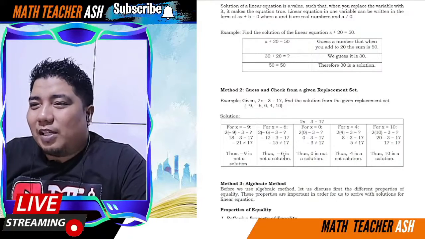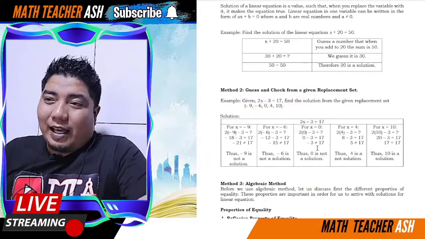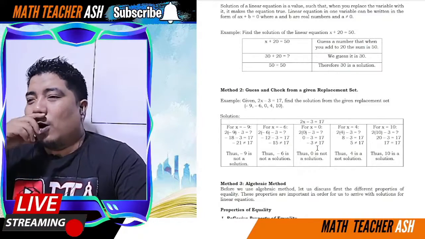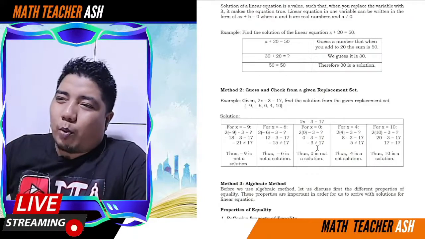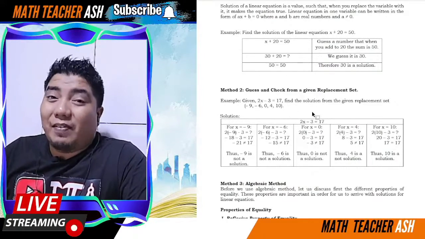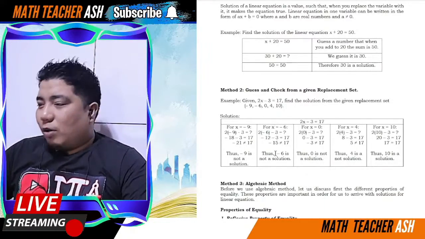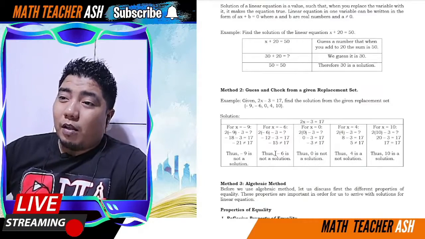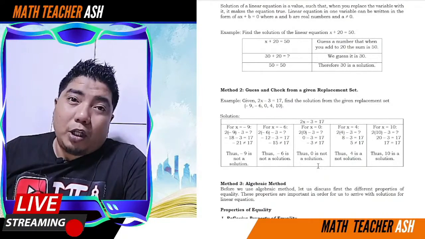Replacement set, sorry. So, when we say replacement set, you are given parang choices. And i-guess mo doon sa choices na yon kung ano yung pwedeng tumama para sa given equation mo. So, the given equation is 2x minus 3 is equal to 17. So, saan? Sa negative 9, negative 6, 0, 4, 10 ang tamang solusyon. So, ang gagawin mo dito is to evaluate.